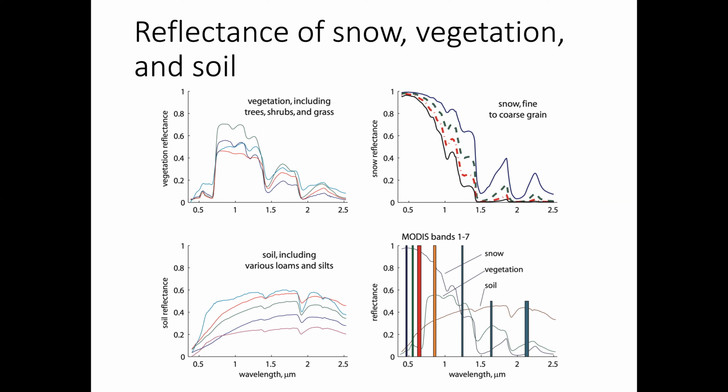Soils, again on the lower left, are dark at the shortest wavelengths, but get brighter as you move to the near infrared and shortwave infrared. On the lower right, the graph shows 1 snow, 1 vegetation, and 1 soil spectra. The vertical bars represent the wavelengths or bands that we discussed earlier, where MODIS measures the reflected solar radiation. We'll return to this graph in a future lecture.